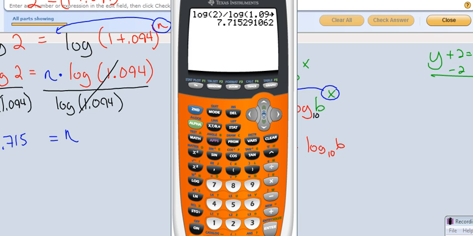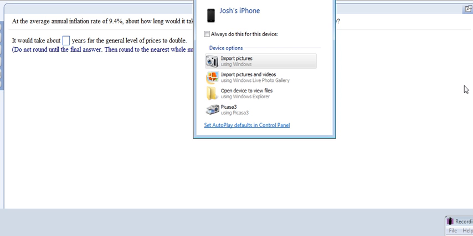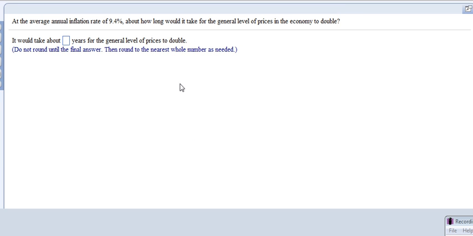Okay, so let's look at the context of the situation. Let's go back and look at the question here. Got to change that back. Sorry about that. It would take about blank years for this general level of prices to double. Do not round until your final answer. Then round to the nearest whole number as needed.